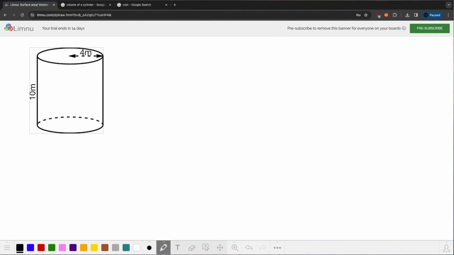Okay, so we're asked to find the volume of this cylindrical shape. So what is the volume formula? It's going to be pi r squared times h. Perfect. So what is the radius and height in this shape? We know that the radius is 4, so r equals 4. And height equals 10. So the easiest part, all you've got to do is just put these values into the formula.